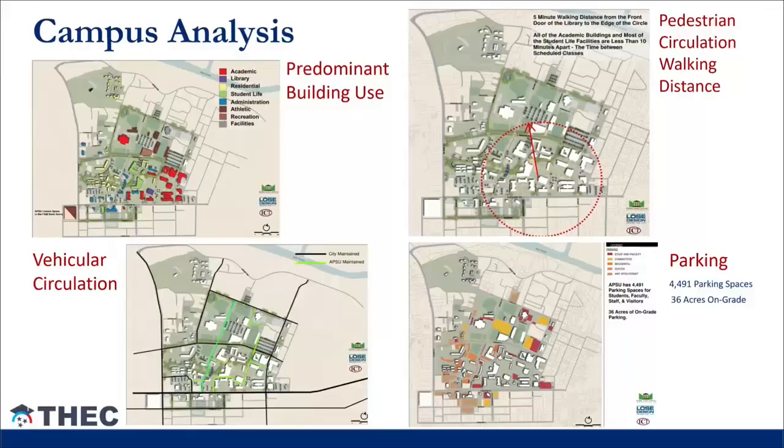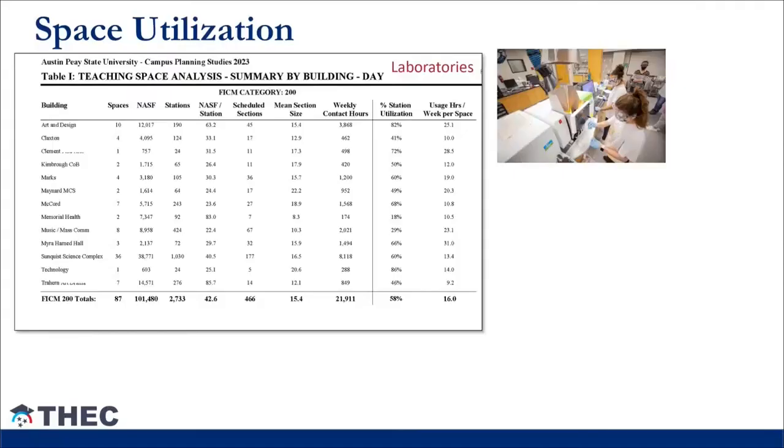So that was just part of the analysis that we were doing. We also looked at utilization of classrooms and laboratories. This chart, which probably you can't read from where you are sitting, shows the utilization of laboratory, instructional laboratory space and studio space from the fall of 2023. There were 87 of those types of spaces, and they were scheduled on average 16 hours per week. THEC recommends 20 hours per week. So there is room for growth in those numbers. We'll talk more about that in a little bit.